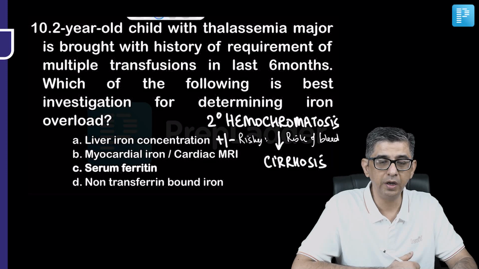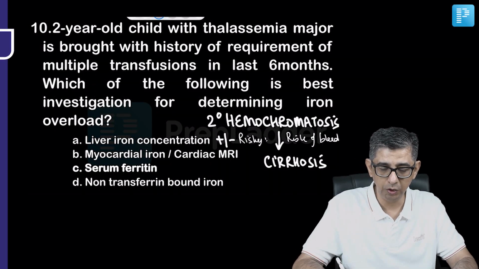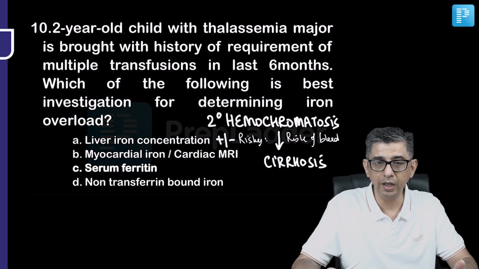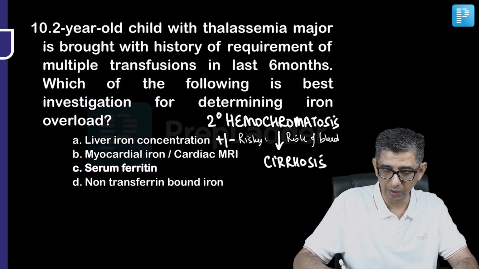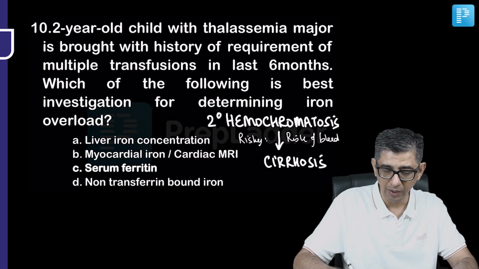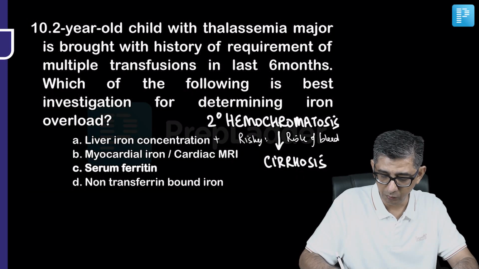Option number B is myocardial iron or a cardiac MRI. Now this is a new emerging technique. So yeah, it can be used, but at the same time, I'll do the same activity. I mean, it's not that myocardial iron or cardiac MRI would not be good enough.